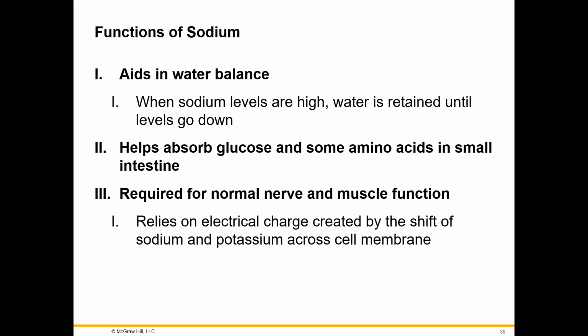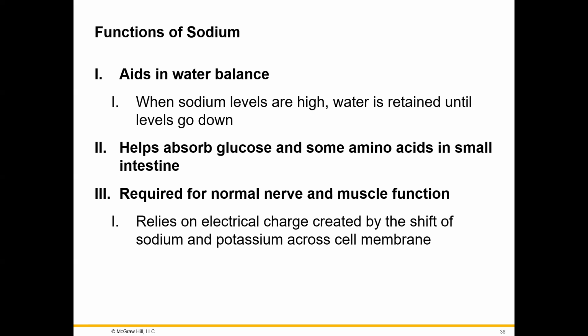All right, let's talk quickly about how sodium functions in the body. It's going to play an important role in maintaining water balance, like I said. If sodium levels get too high, the body retains water to help dilute this concentration until the sodium levels normalize, ensuring proper cellular function. In addition to water balance, sodium is crucial for the absorption of nutrients in the small intestine. It helps in the absorption of glucose and certain amino acids. Those are vital for energy, and they're the building blocks of proteins, respectively.